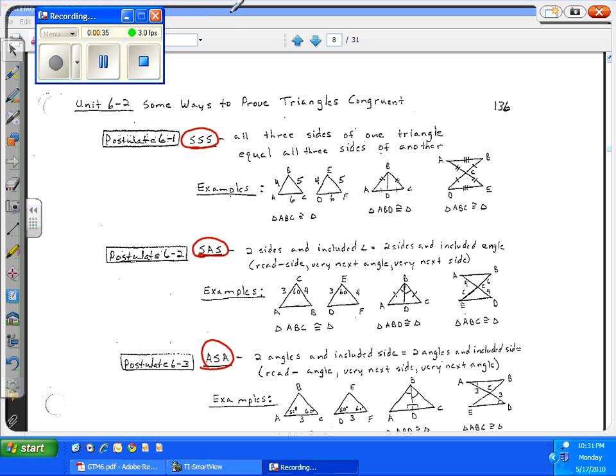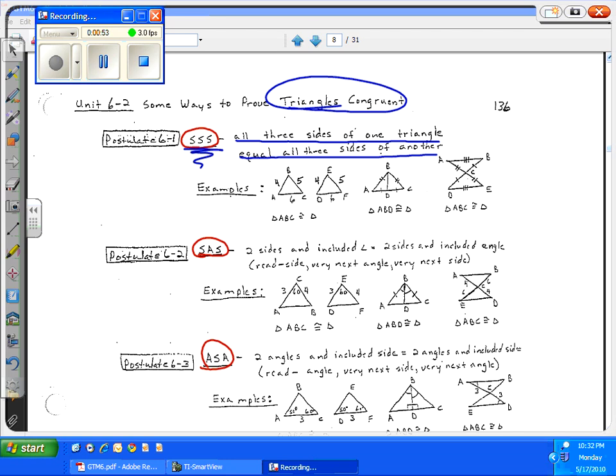Now, the first one, side, side, side, says if all three sides of one triangle are equal to all three sides of another triangle, then the triangles are congruent by side, side, side.